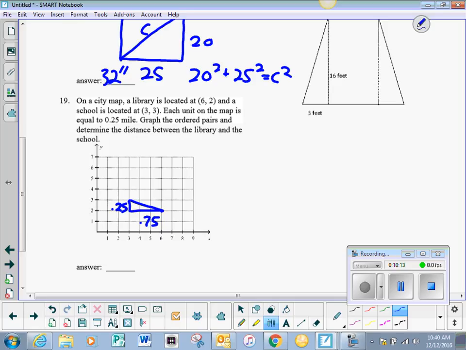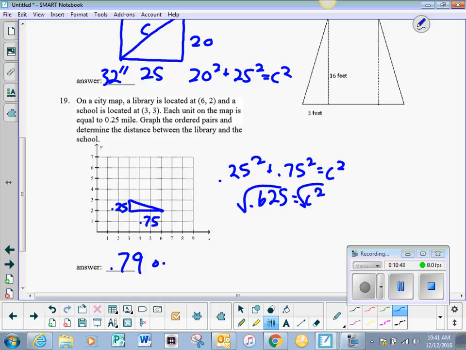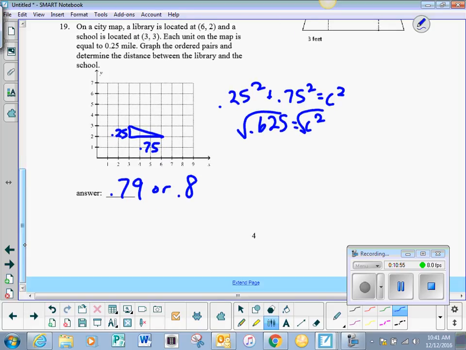You could either convert before or after. I think it's easier to convert before. So then you would go 0.25 squared plus 0.75 squared equals c squared. 0.25 squared plus 0.75 squared is 0.625. Take the square root of both sides, and you get 0.79. It said round to the nearest, it didn't say what to round to. So 0.79, or I would accept 0.8 to round to the nearest tenth. 0.8 miles.